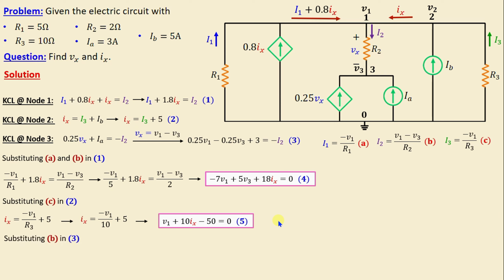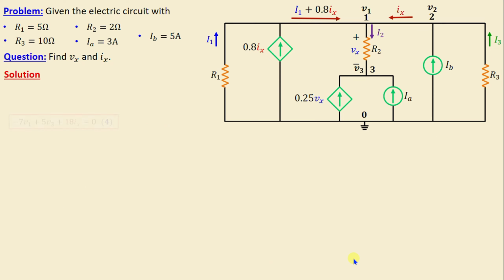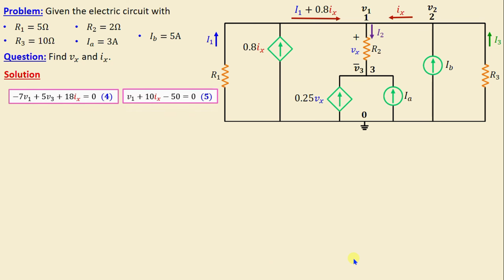Let's move on now. By substituting equation B in 3, we obtain 0.25 V1 minus 0.25 V3 plus 3 is equal to negative V1 plus V3 over R2. If we replace R2 with its numerical value and we continue simplifying this equation, we obtain V1 minus V3 plus 4 is equal to 0. After we finish applying the nodal analysis method, we derive 3 equations with 3 unknowns.